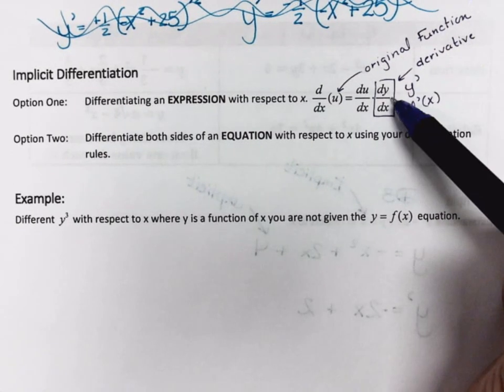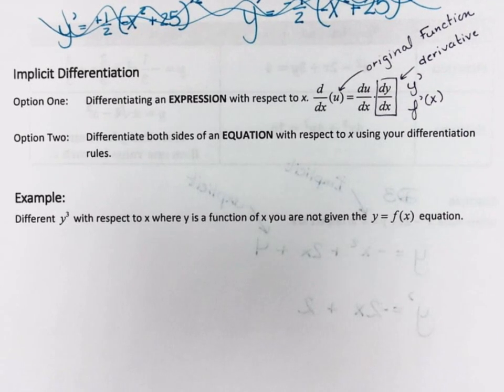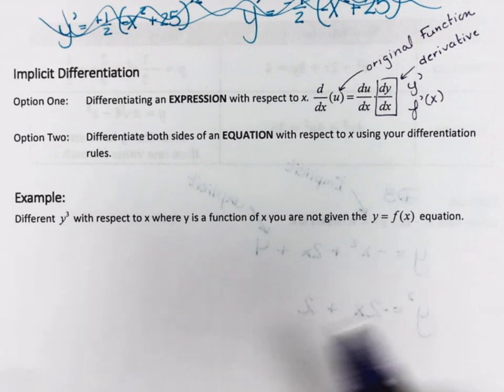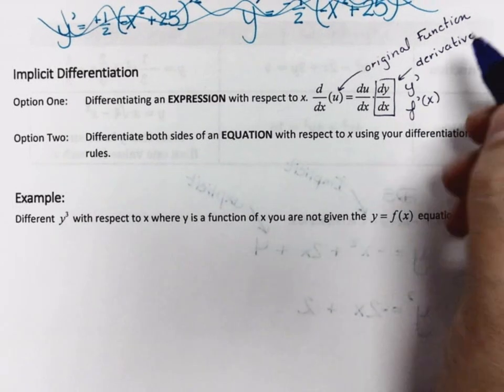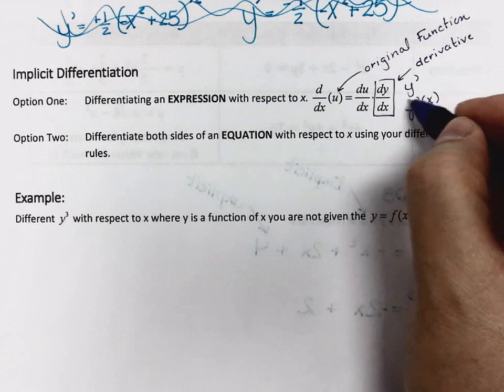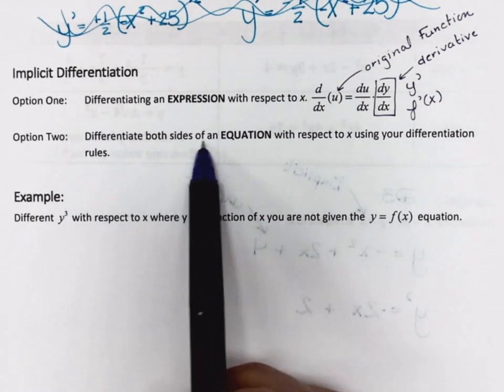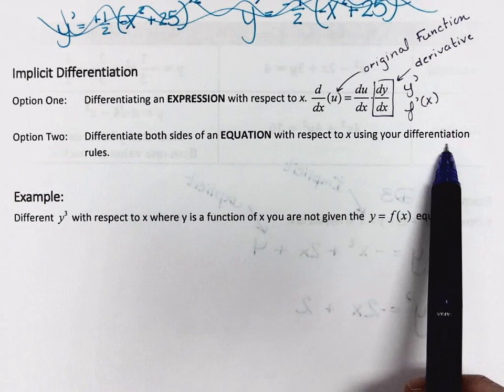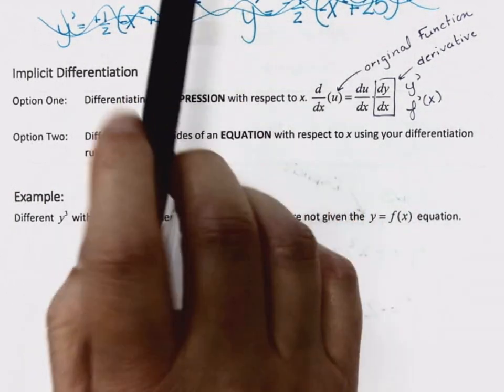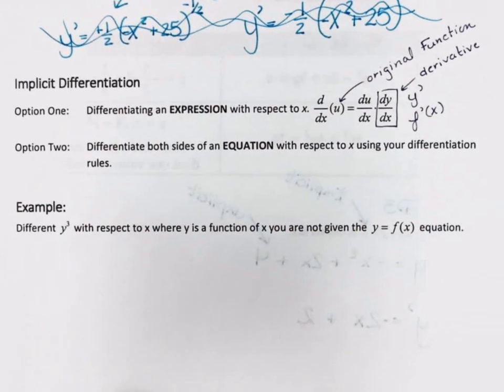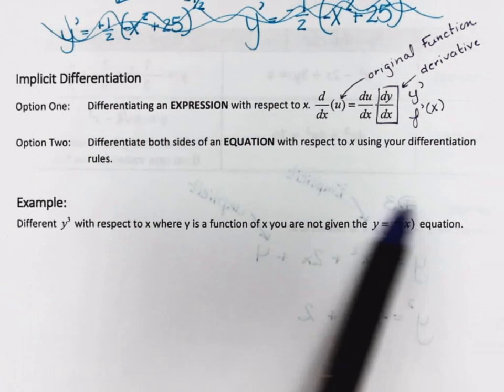So what we have to do is anytime that we are doing something without an x in it and we're differentiating it, we end up having to multiply it by the y prime. And it's kind of weird and it feels a little different, but that's what we're going to do. Option 2 would be to differentiate both sides of an equation with respect to x using your differentiation rules, which is what we did up here in that one. So this is how we're going to do this.